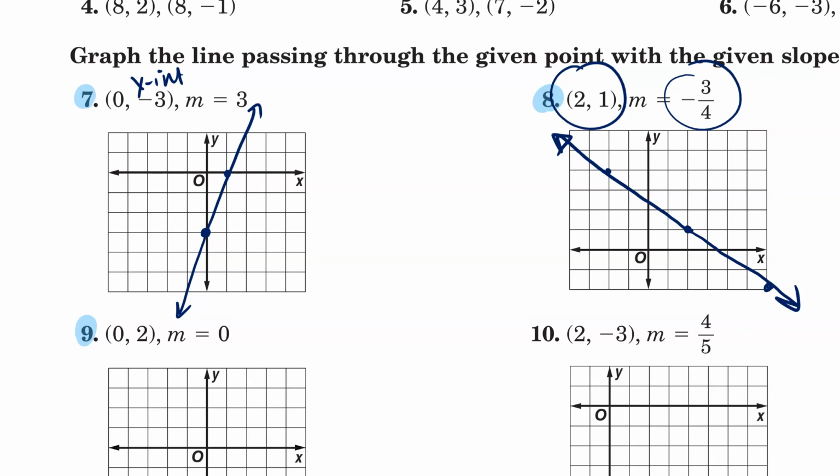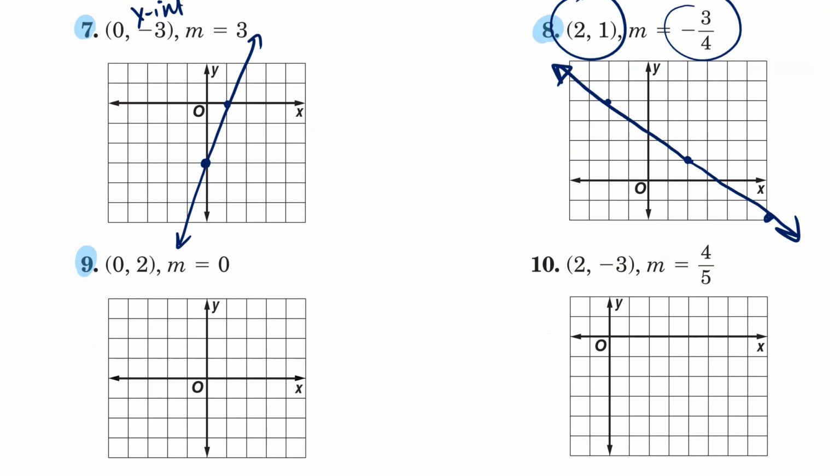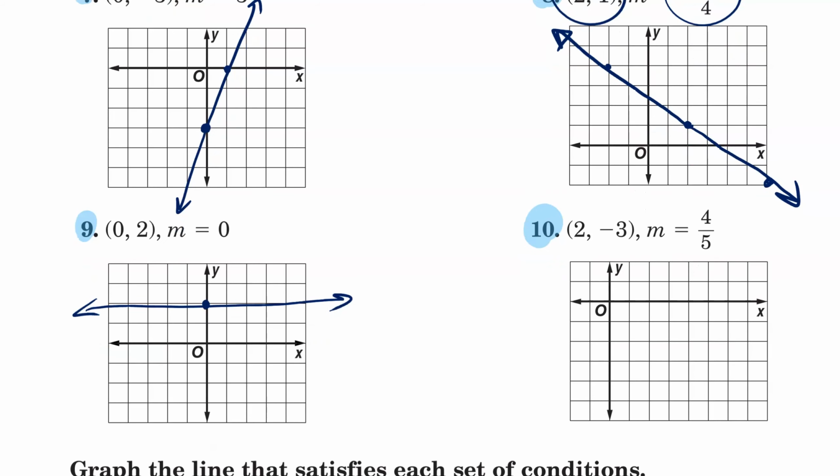So we're going to try number 9. I'm going to leave it up there. What's it look like? Flat. Exactly. A slope of 0 is a flat line. So I have a point at 0, 2, and the slope is 0, meaning it's going to be a flat horizontal line. You know what? Let's do number 10. This is good practice. So at 2, negative 3, we have a point. Up 4. 1, 2, 3, 4, 5.